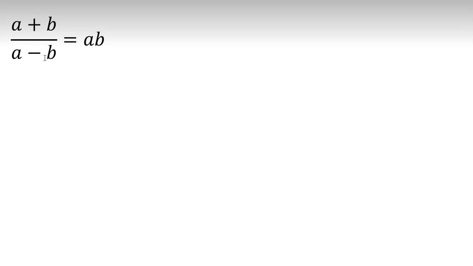(a+b)/(a-b) = ab, where a and b are integers. We can say, for example, that a and b are between -10 and 10, and are integers, and we want to find all answers for this problem. At first, the denominator is not 0, so a is not equal to b.